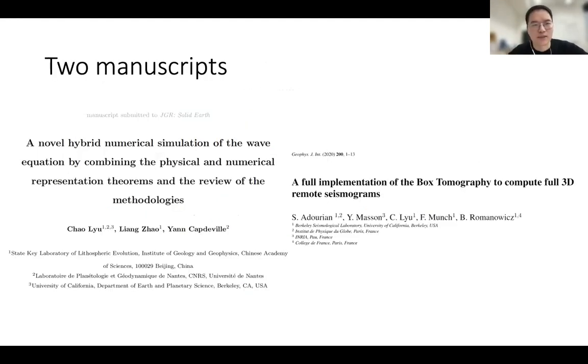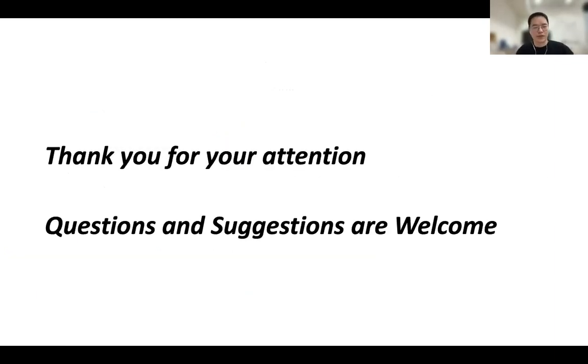And the main content in this topic is from these two papers. The first one has the same title as our talk. It's now under review, in secondary review. And this one we almost finished and are preparing to submit to GJI. Yes, thank you for your attention. Any questions, suggestions?